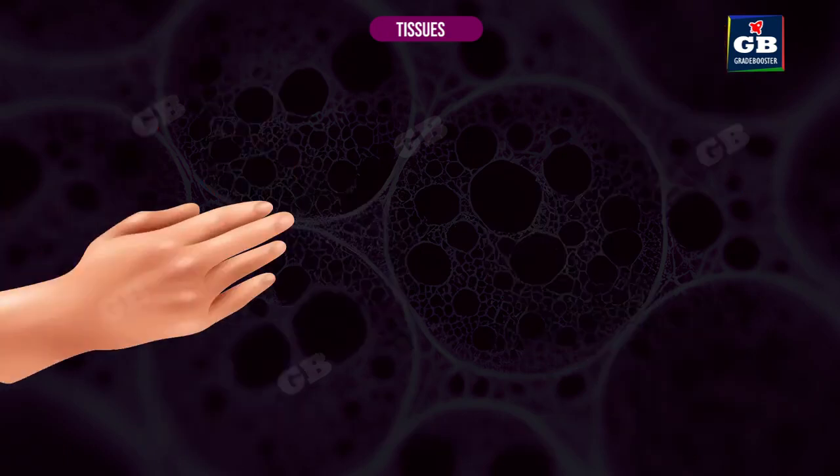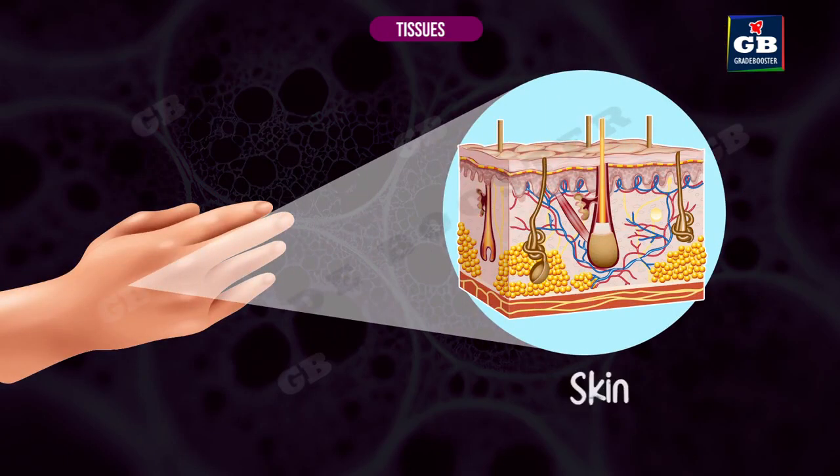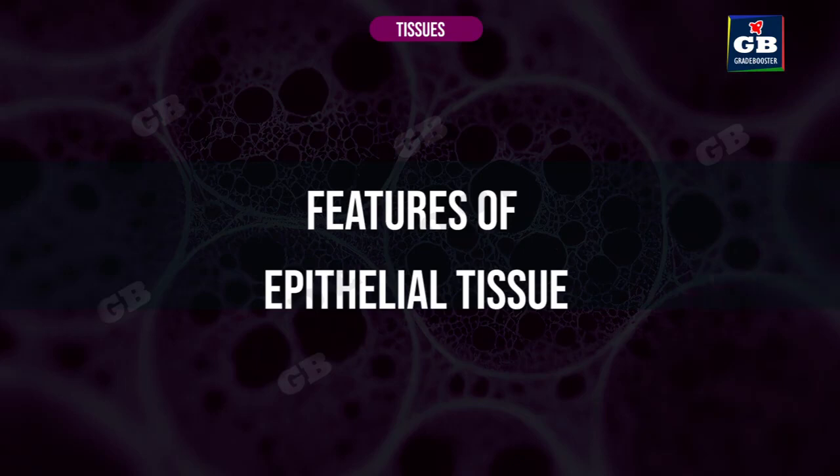Not only the internal parts, our body's external surface is also covered by a kind of epithelium, that is our skin. So, skin is also a kind of epithelium. Now let us see the features of epithelial tissue.